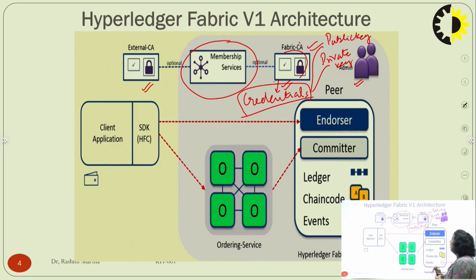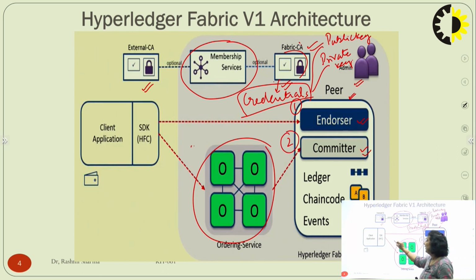Now come the nodes. Here the peers can be of three types. One is the endorser, another is the committer, and the third one is the orderer. Every peer in this architecture can act as an endorser or a committer or an orderer. The same node can be an endorser and also a committer, but all those chain codes which are there, those are here. Your chain codes are here.